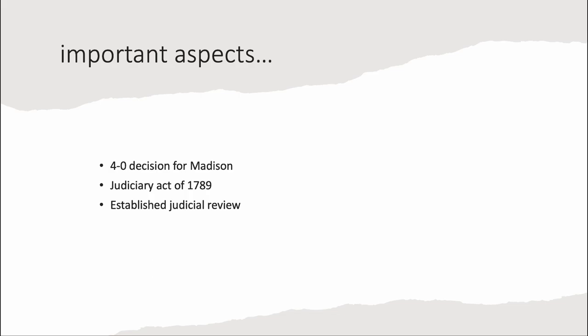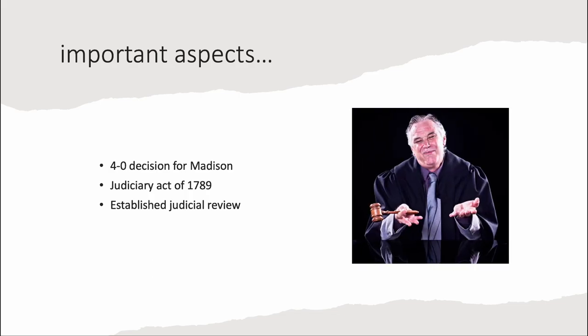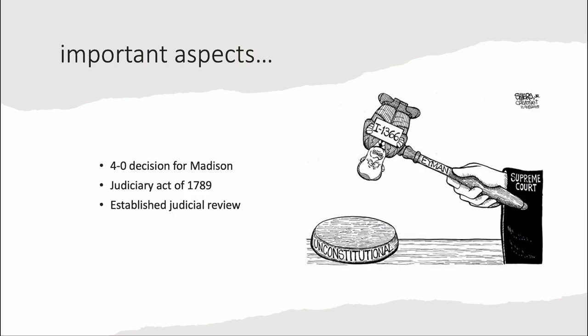So, some important aspects of this case: it was a 4-0 decision, and it was in favor of Madison. Although the Supreme Court found Madison's behavior to be illegal, they were still unable to allow Marbury to rightfully have his job because of the Constitution. The Judiciary Act of 1789 allowed Marbury's claim to be heard in the Supreme Court, but it was deemed unconstitutional because it extends original jurisdiction further than what was allowed.